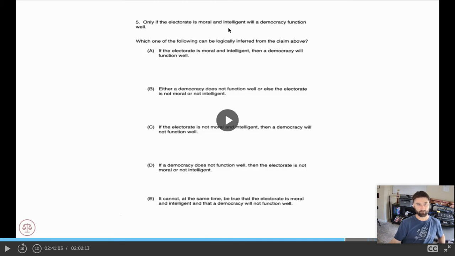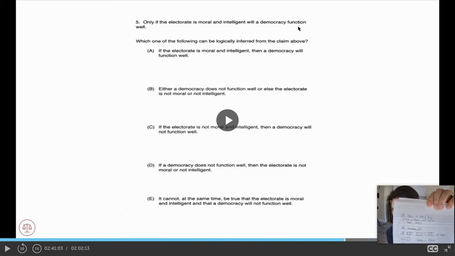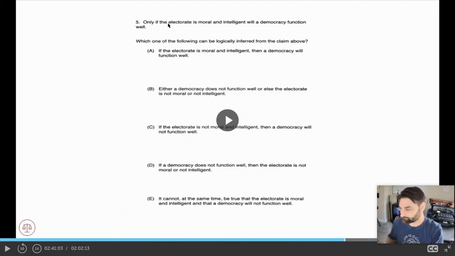Only if the electorate is moral and intelligent will a democracy function. So you can see I've got here, for the democracy to function well, the electorate has to be moral and intelligent, because you have your "only if," which indicates the necessary condition. Actually, I did that backwards. I should have had that flipped, because "only if" sets up the necessary condition and sufficient comes first. I'm still learning this. One thing I noticed is that down here in answer choice C, it says, if the electorate is not moral and intelligent.